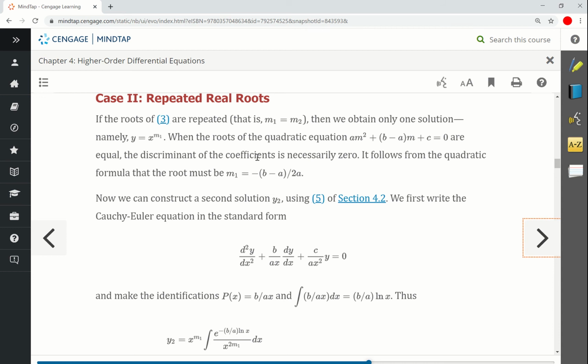Let's suppose that we solve and we get m1 equals negative (b minus a) divided by 2a. That's what would happen if we get one real repeated root. Don't memorize this, just solve it each time. Form your auxiliary equation, solve for the variable m. But this would be what you would get. This would be a root of order 2, so that just gives us one solution.